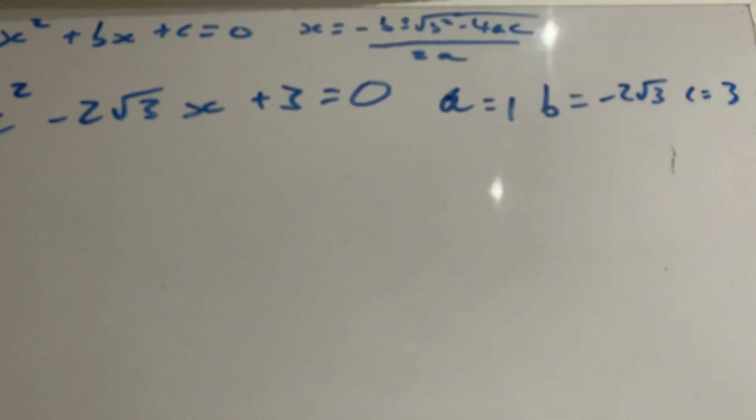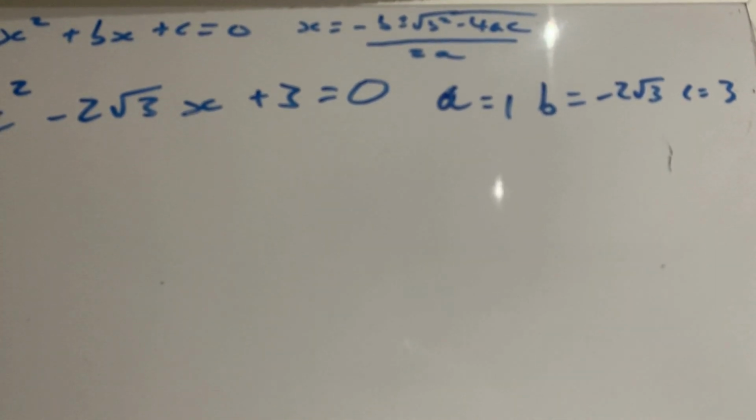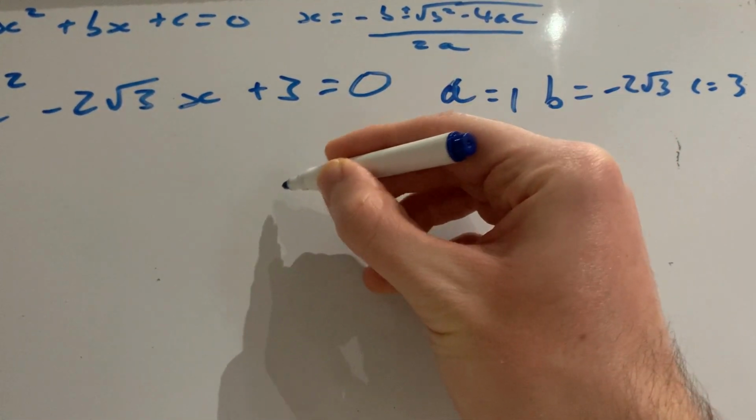We've run out of room there again. We're going to have a running out of room counter. So now that we've got our values there, we can just substitute everything in again.